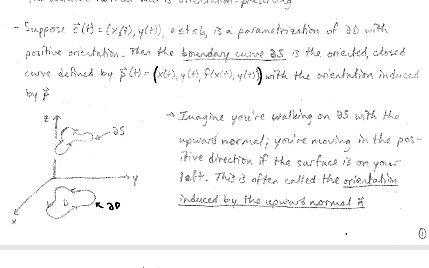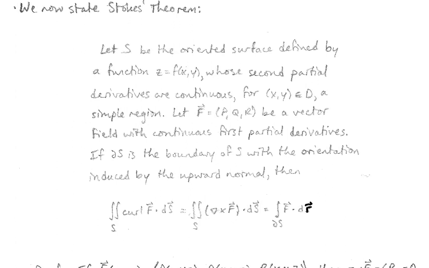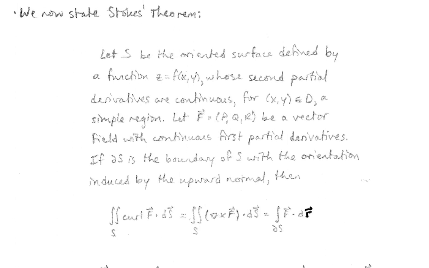So that's all the background notation and terminology that we really needed. We can now go on to the statement of Stokes Theorem. What Stokes Theorem says is: let S be the oriented surface defined by a function of two variables, z equals f of x comma y, whose second partial derivatives are continuous, for x and y being in some simple region D.